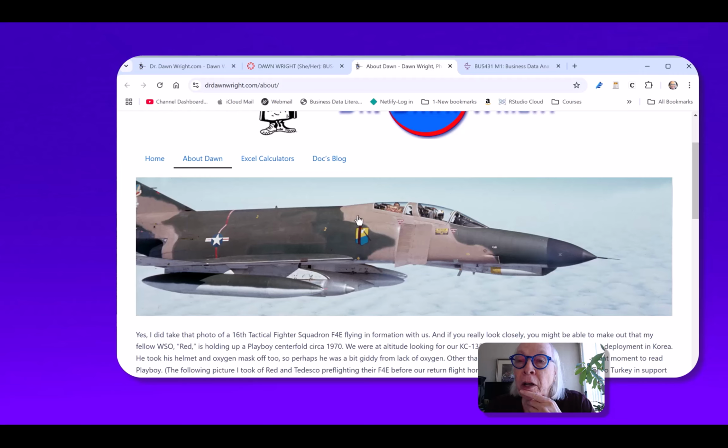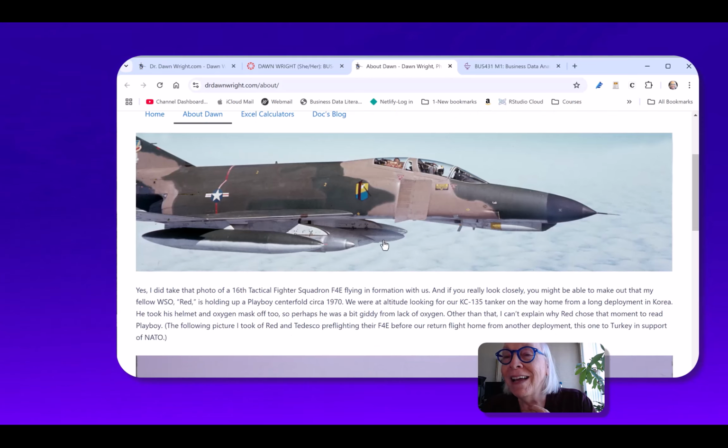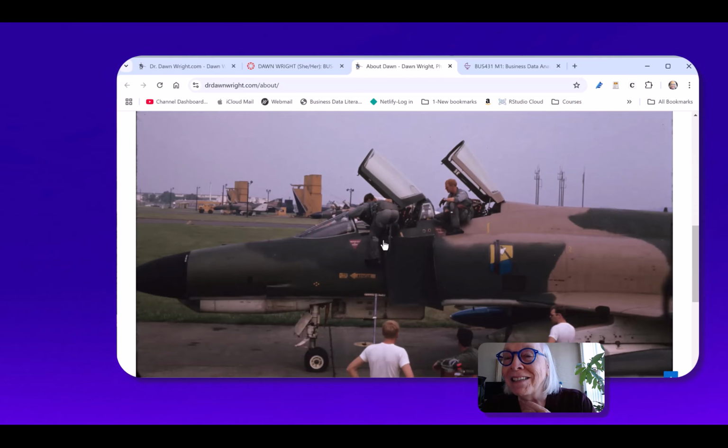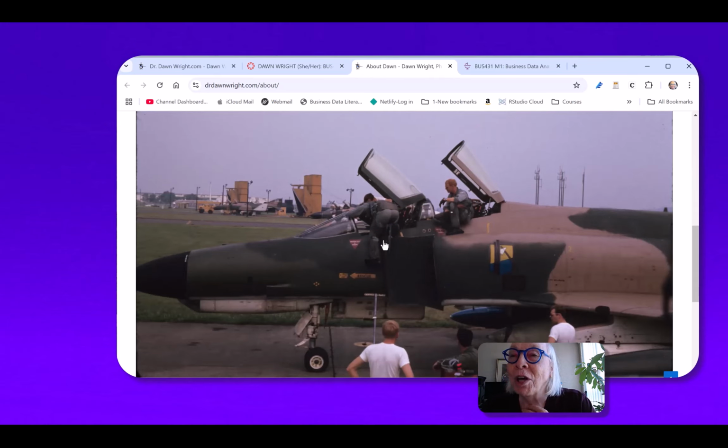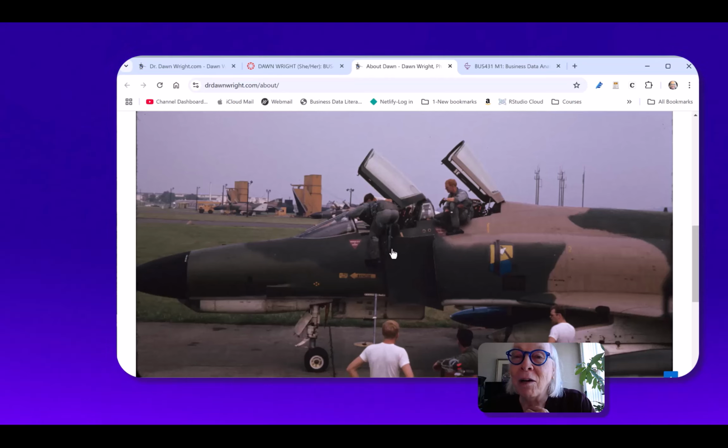We were returning home from a long deployment to Korea, and the backseater here, if you can read about that, took his helmet off at altitude, which is something you shouldn't do, and he brought along an old Playboy magazine to read, I guess, on the long trip, and he's holding up the centerfold. Anyway, this is a little closer shot of that crew, and I don't think Mike Desco would appreciate that particular pose.